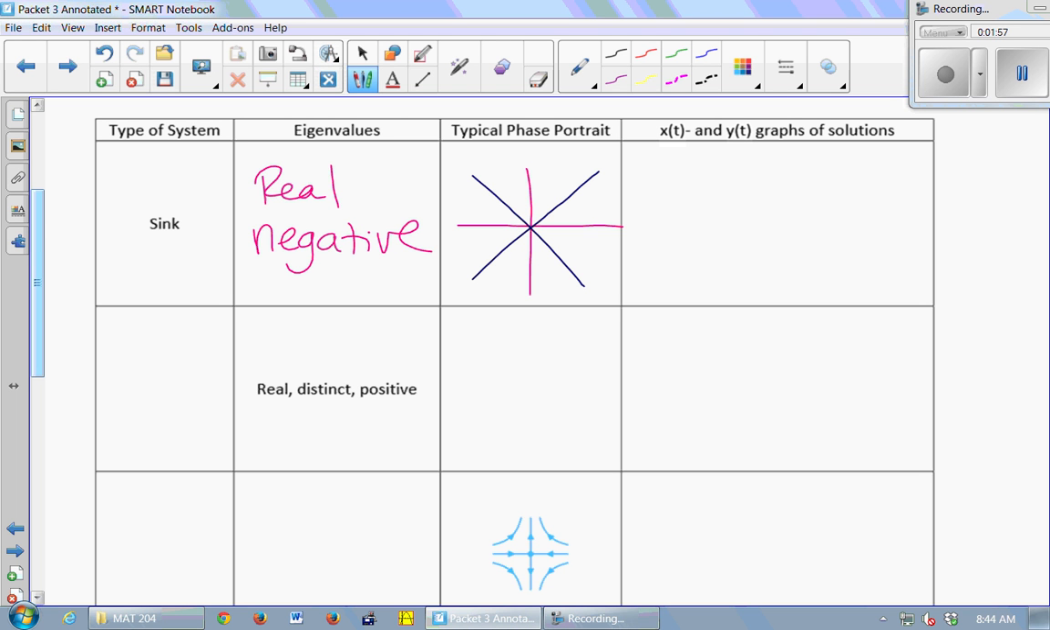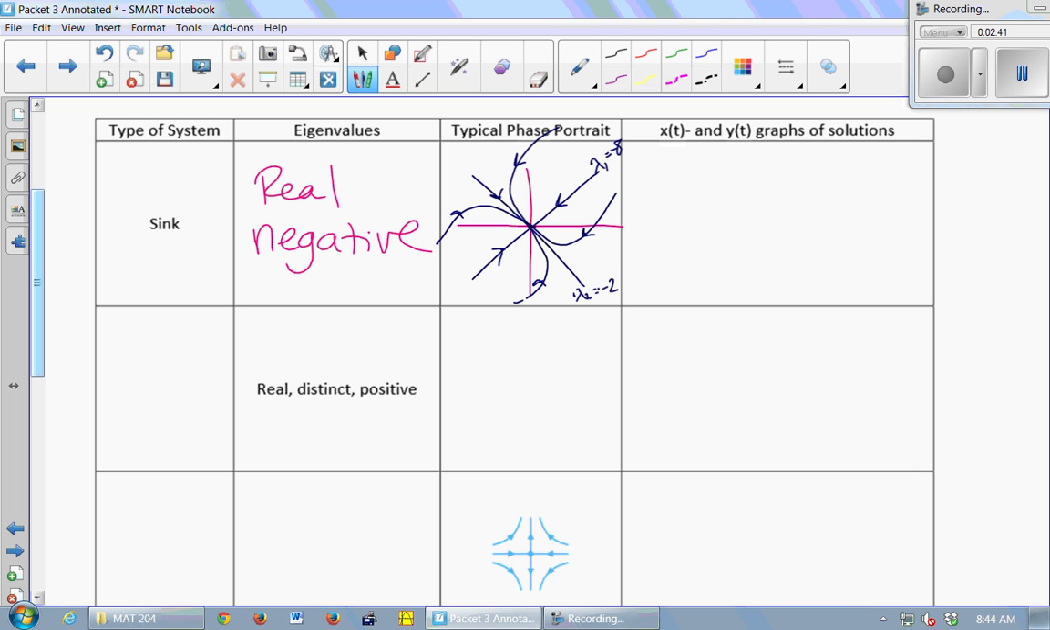Let's just pretend this is lambda 1, which is -8, and this is lambda 2, which is -2. So for the straight line solution that goes with the -8, all my solutions that I draw in here are going to start parallel to the -8 and come in tangent to the -2. So it would look like that. And I need arrows, everything going in. And then you just draw that in every quadrant, parallel to the -8, coming in tangent to the -2. So there's a typical phase portrait.